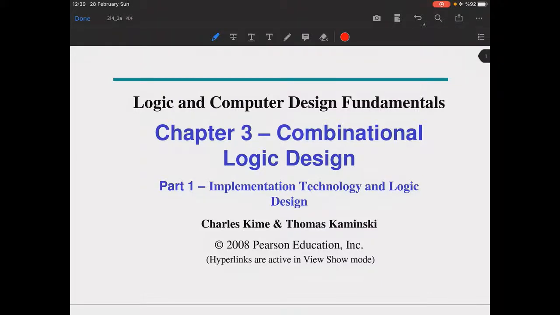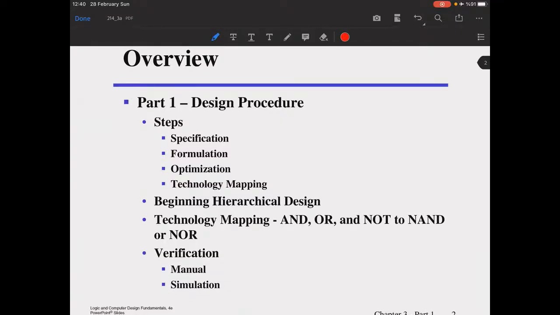In this session, we're going to talk about combinational logic design, which consists of two parts. The first part will be dealing with the implementation technology and logic design part, and let's start with this one. The first part will be dealing with the design procedure, where it consists of the specification, formulation, optimization, and technology mapping parts.